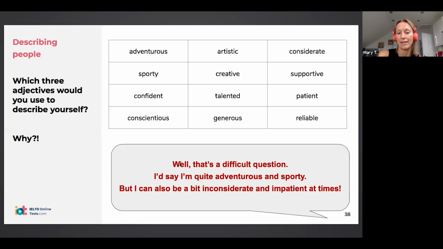And if you add an expression like at times at the end, okay, that shows you're not always like that, just sometimes you are. And it's also nice to start with something like, well, that's a difficult question. Okay, it's quite a natural expression. Yeah, so we've got some very nice answers coming up here. Sorry, I can't acknowledge them all. It's just a bit difficult. We've got some lovely answers. But yeah, just to remember with this one, I'd say, I can also be.